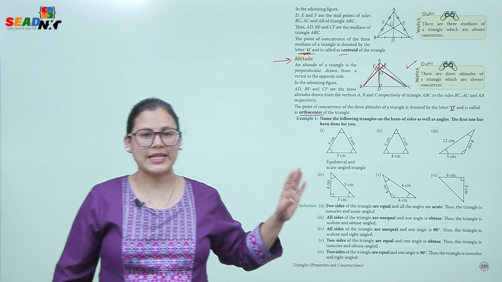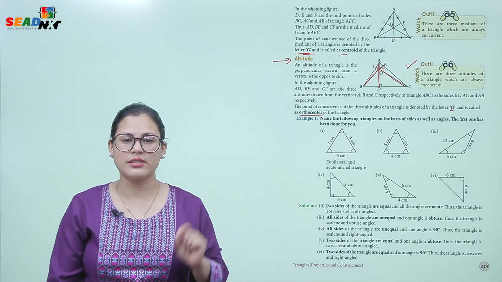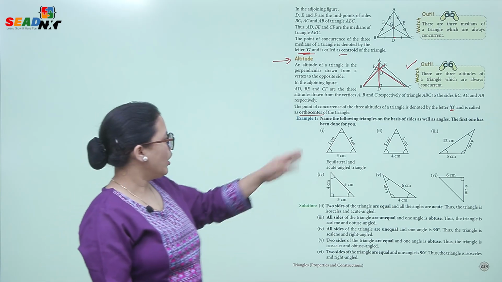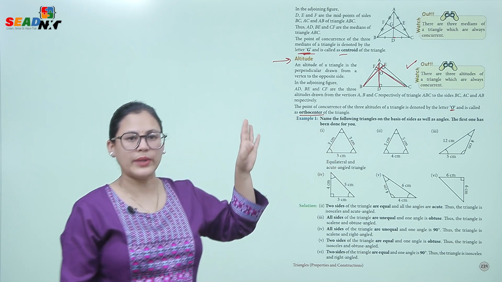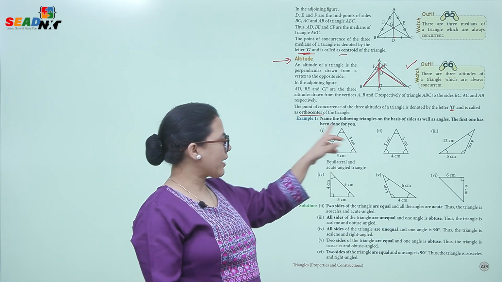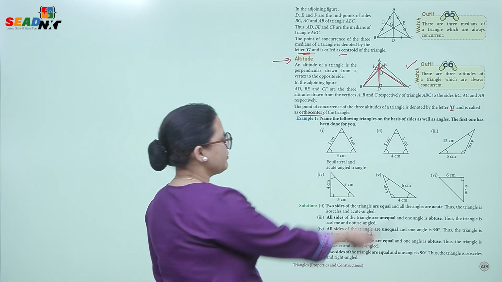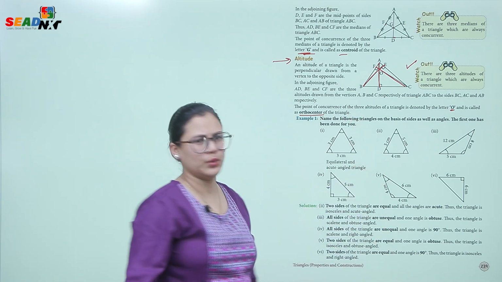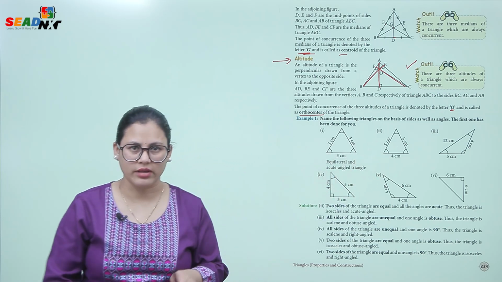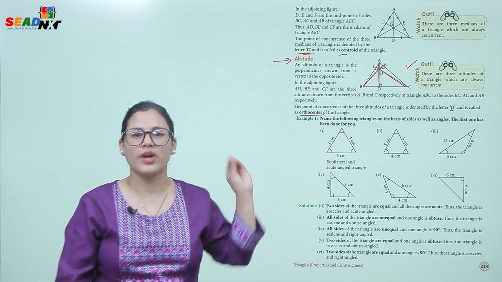Okay, so let's do this example. Name the following triangles on the basis of sides as well as angles. The first one has been done for you. All three sides are equal. This is an equilateral and acute angled triangle because all angles are of 60 degrees in an equilateral triangle. See, two sides are equal. That means this is an isosceles triangle. Also, it is an acute angled triangle.